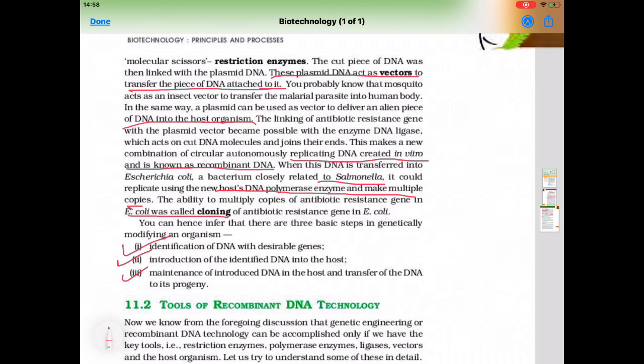So these are the main features, basic steps for generation of the genetically modified organism. What is a genetically modified organism?